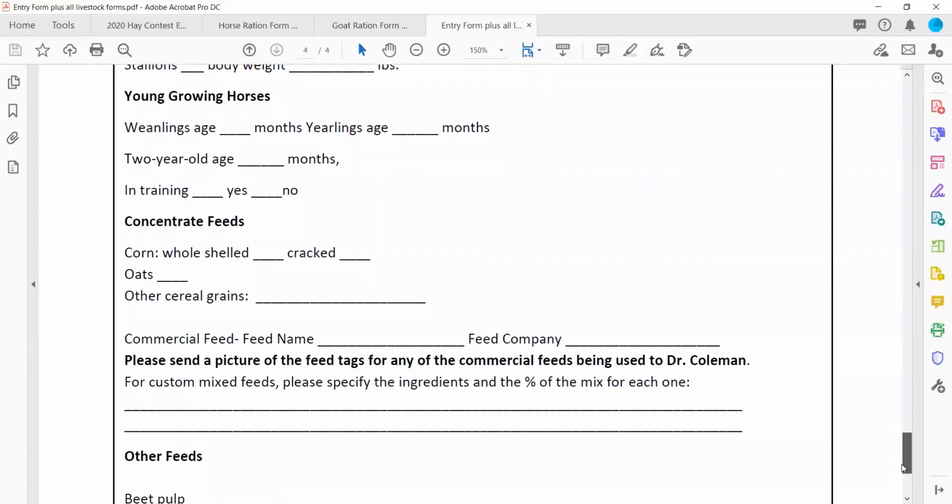The concentrate section is different than the other two. So Dr. Coleman would like to have you indicate what type of concentrate you're going to be feeding. If you have a commercial feed, the name and the company is very important, and also a copy of that feed tag. It would be very important to get that to Dr. Coleman, and again with information about the sample lab number. And here's where, if you buy a premix of ingredients, a 3-way or a 2-way mix, indicate the ingredients and the percent of the mix.